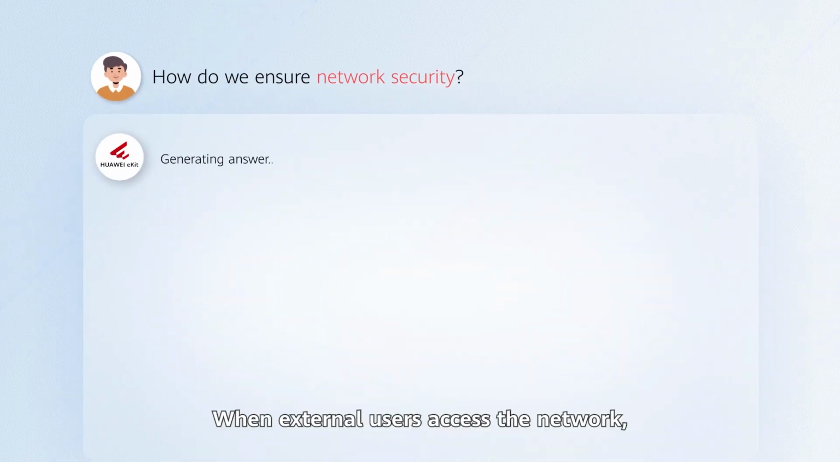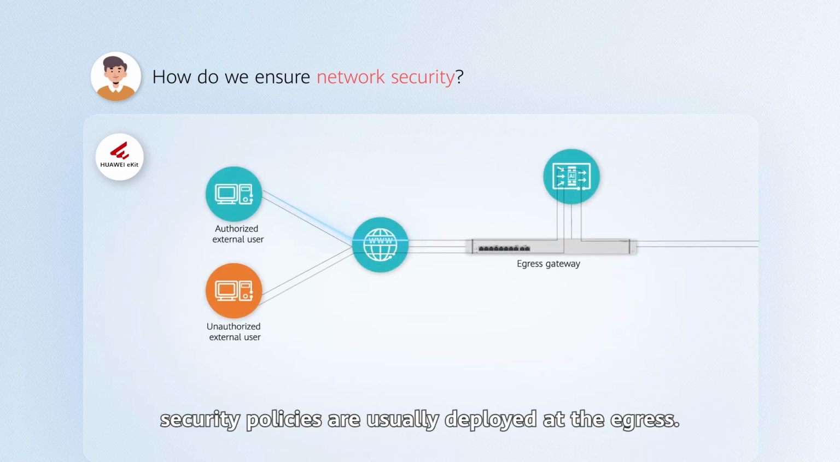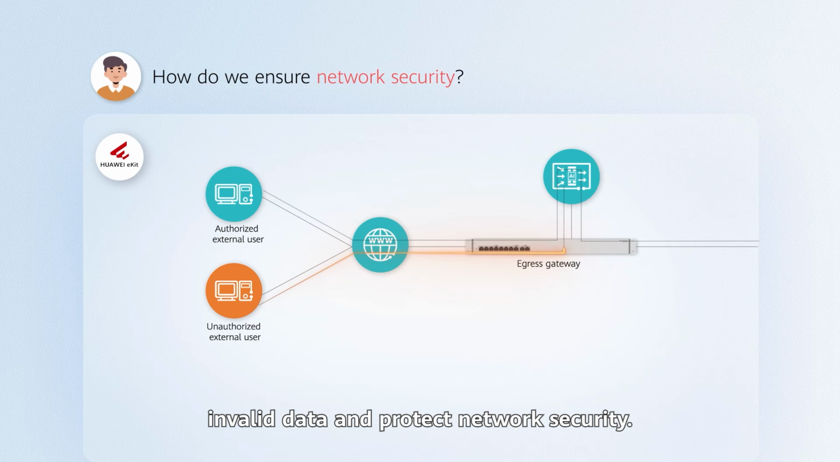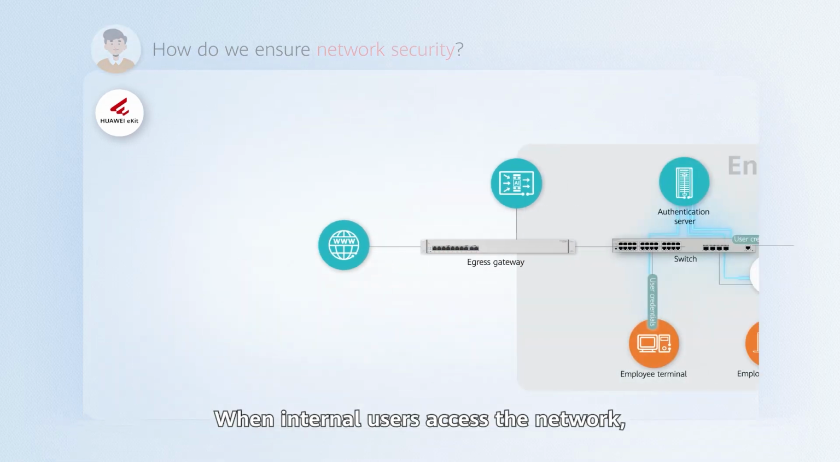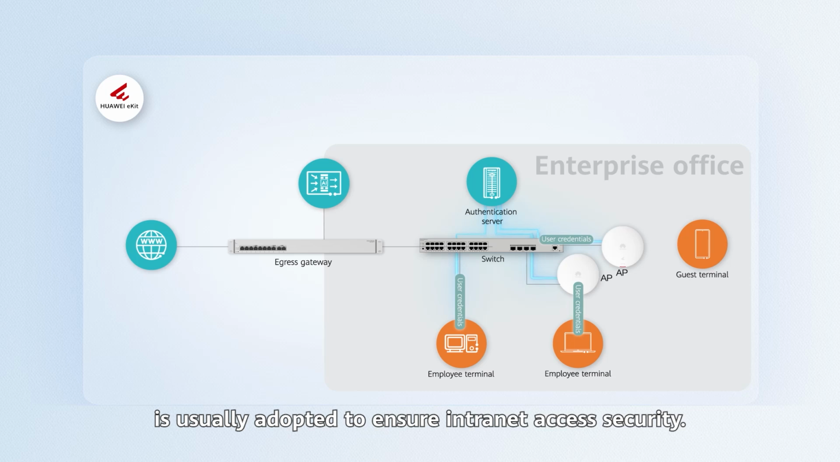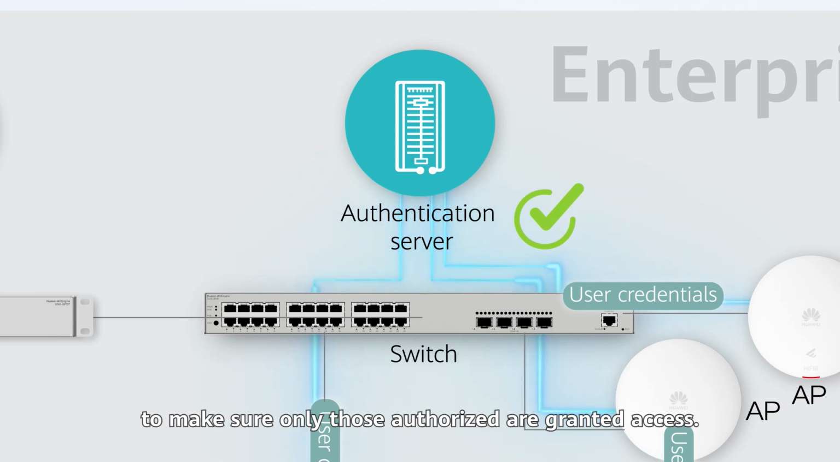When external users access the network, security policies are usually deployed at the egress. For example, a firewall is deployed in off-path mode to block invalid data and protect network security. When internal users access the network, a network access control, known as NAC, solution is usually adopted to ensure intranet access security. In this solution, an authentication server is deployed on the intranet to make sure only those authorized are granted access.